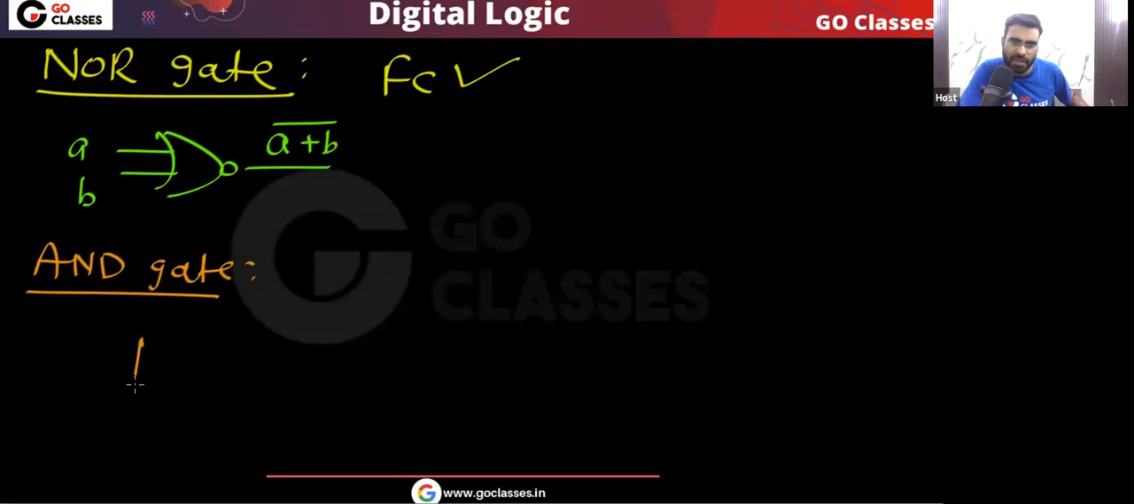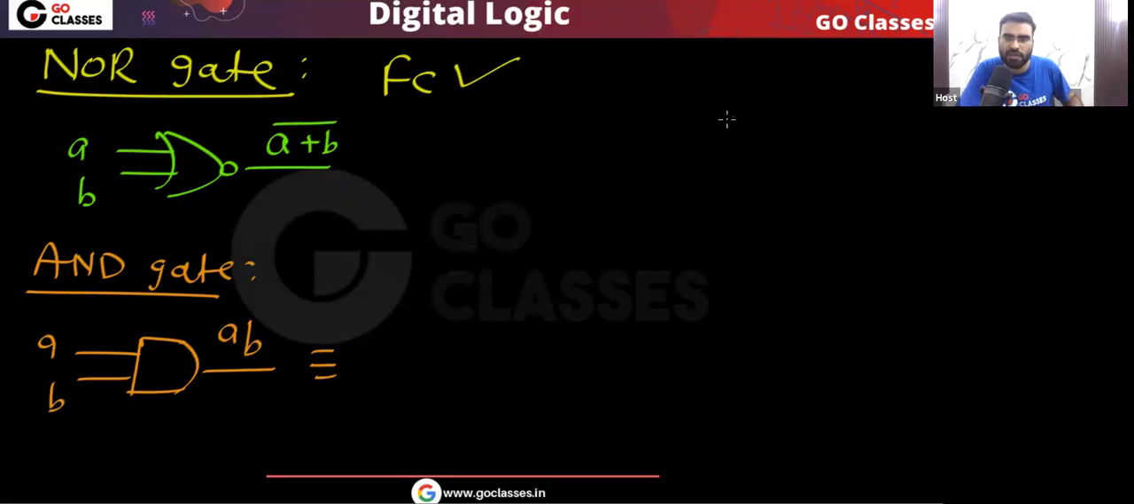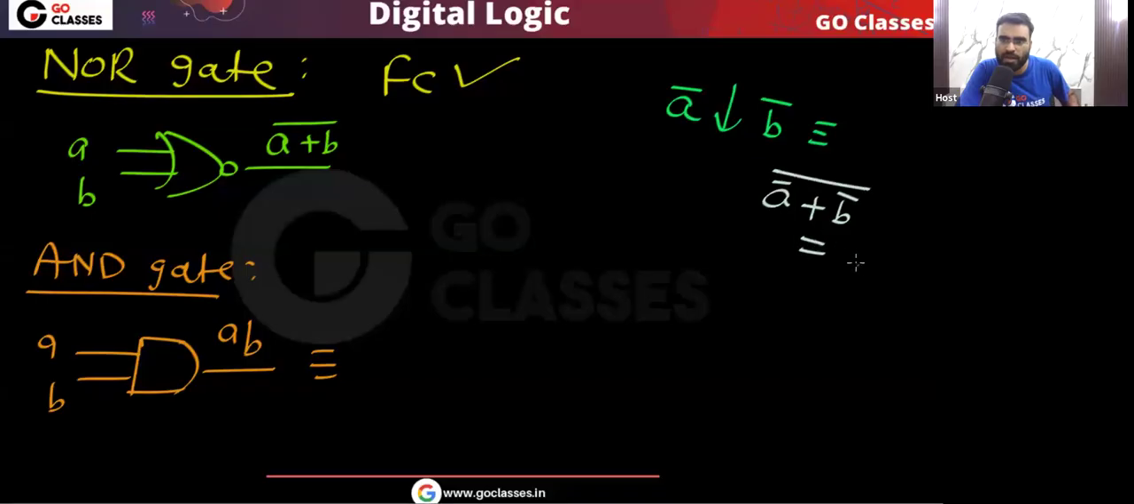To create this AND gate with inputs A and B, the idea is like this. First, I will create A bar, then I will create B bar, and then take their NOR: A bar, B bar, NOR. That will be the same as AB, because you can easily see that it is (A bar or B bar) whole bar, and that is the same as AB. So this is the idea.